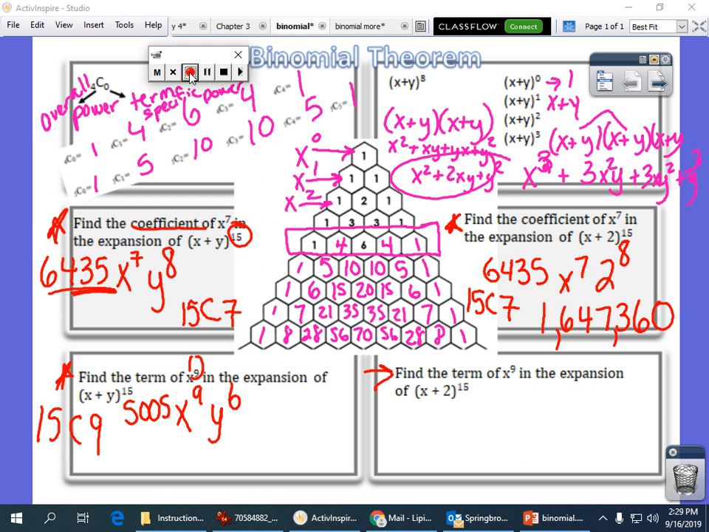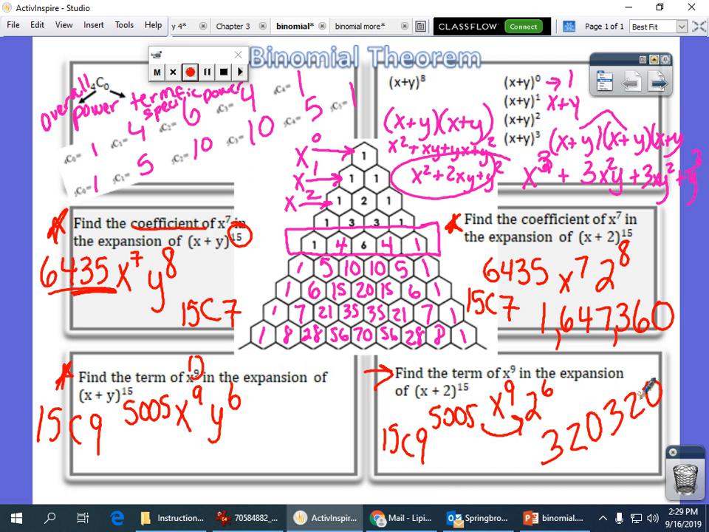All right, for those of you who are curious and want to check your work: x to the 9, 2 to the 6, 15C9, 5,005 times 2 to the 6th power, which is 64. What do we get? 320,320. Did somebody else get that? Woo! Okay.